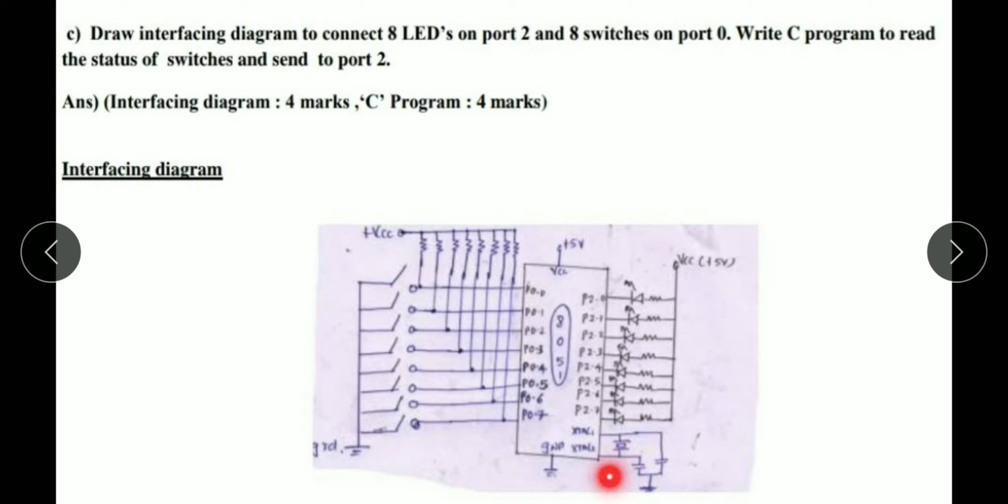Like this we can interface the LEDs and switches with the 8051 microcontroller. If you see here, this is the crystal frequency generation, that is Xtal 1 and Xtal 2. After that, 5 volt is the VCC, and one pin is connected to ground on the 8051 microcontroller. Like that we connect 8 LEDs on one port and 8 switches on another port, so we interface the 8 LEDs and 8 switches on different ports of the 8051 microcontroller.